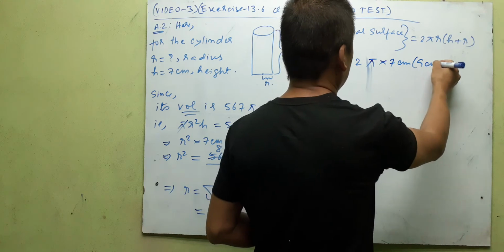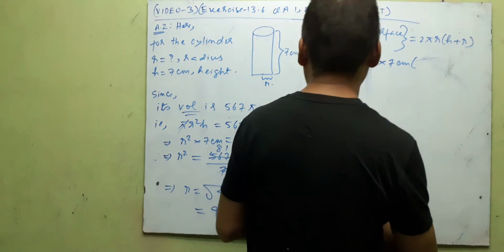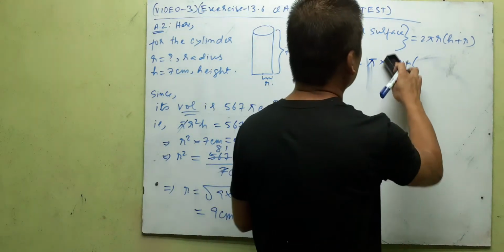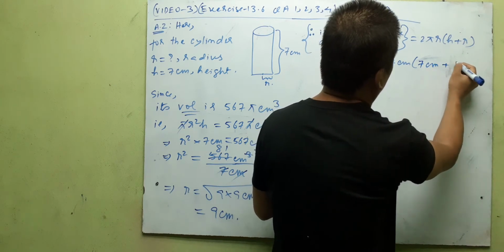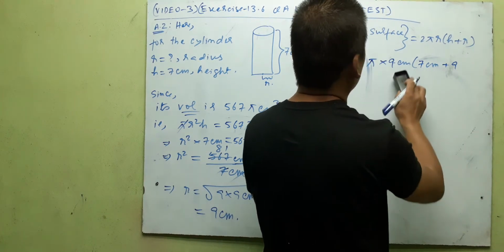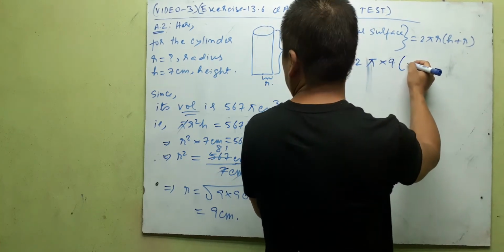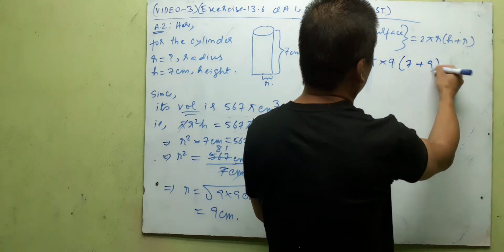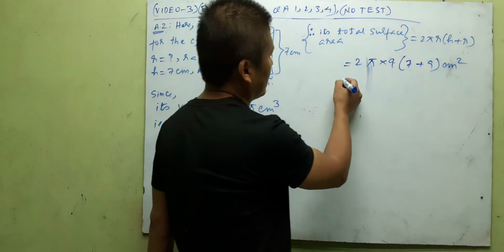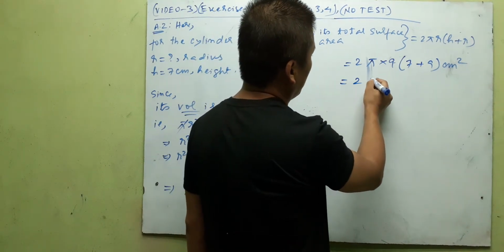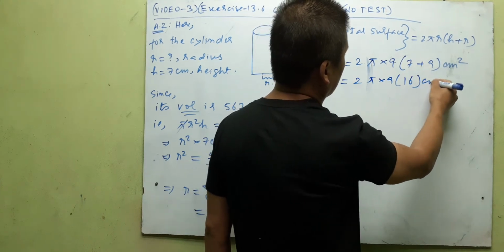Just now I said h is 9, but h is here 7 centimeter and r is 9 centimeter. So instead of putting centimeter here and there, you can just write 9 into h is 7 plus r is 9. Area is 2-dimensional, so you can just put your centimeter square.